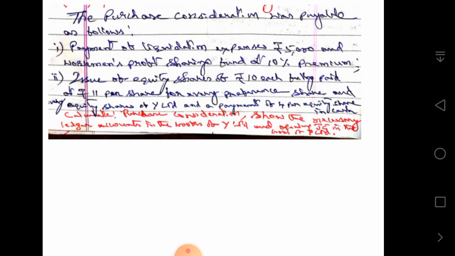The purchase consideration was payable as follows. Payment of liquidation expenses of 5,000 and workman's profit sharing fund at 10% premium. Issue of equity shares of 10 rupees each fully paid at 11 rupees per share for every preference share and every equity share of Y Limited, and a payment of 4 rupees per equity share in cash. Calculate the purchase consideration, show the necessary ledger accounts in the books of Y Limited and opening journal entries in the books of X Limited.